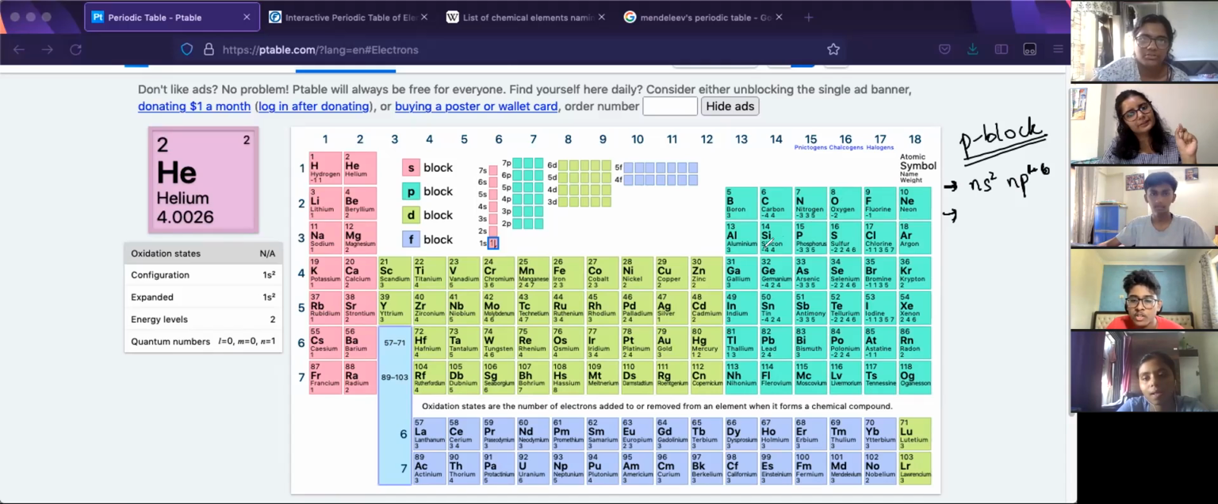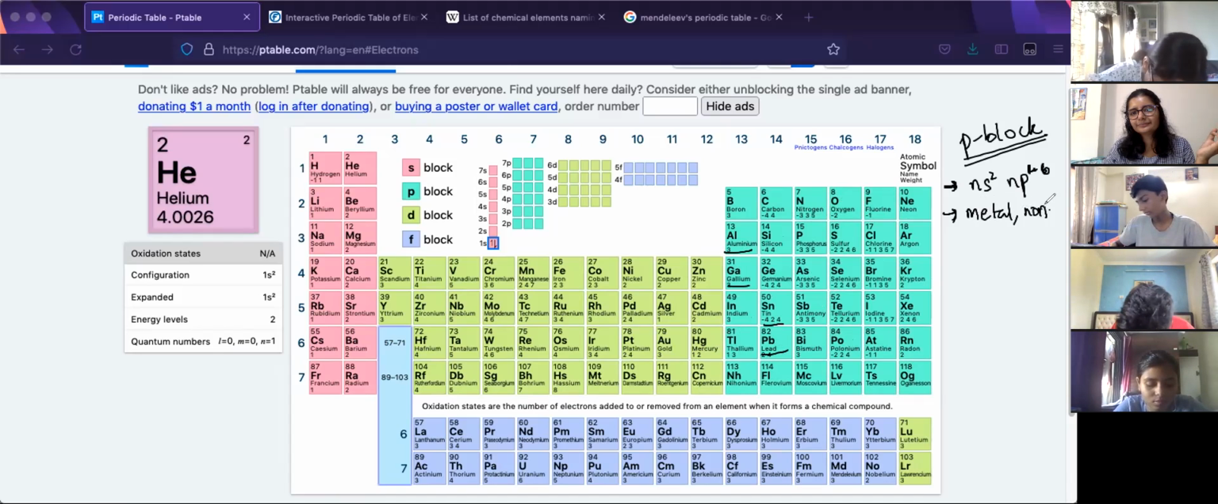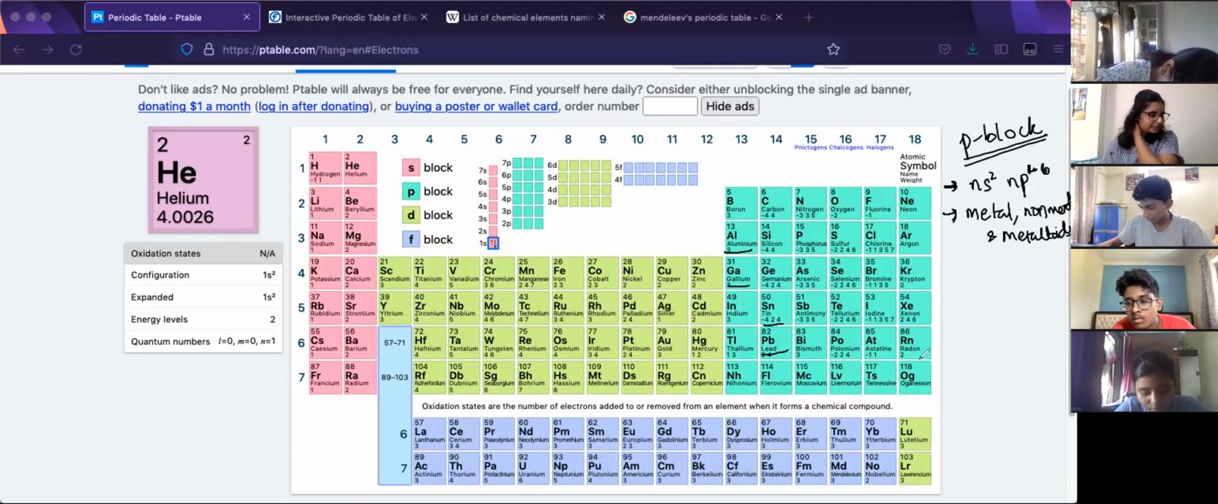Metalloids as well. And then what about things like aluminium, gallium, tin, lead? Metals as well. So P block has the most diversity. You'll have metals, non-metals, and metalloids. Okay, so lots of different elements here.